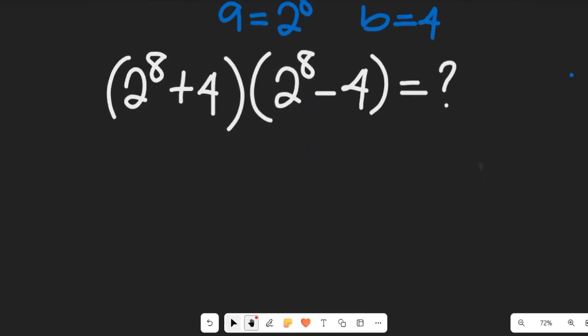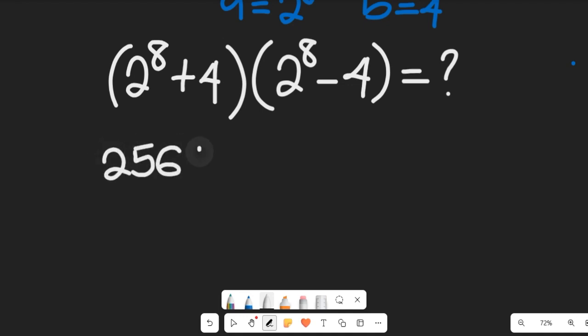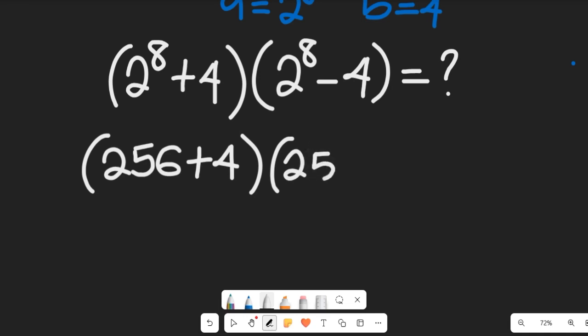Now let's look at this. In the next step, we are going to simplify. Now, 2 to the power of 8, remember, is 2 times 2, 4, 4 times 2, 8 times 2, 16, 16 times 2, 32, 32 times 2, 64. And when you do that, you're going to have 2 to the power of 8 to give us 256. All we know is that plus 4, right? And then we'll have this to become 256 minus 4. And all of these will give us what?